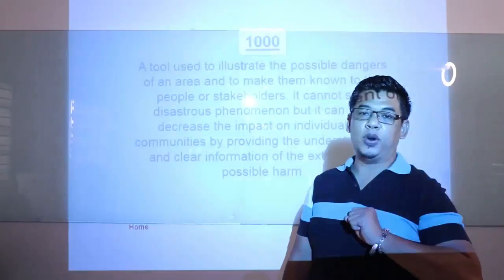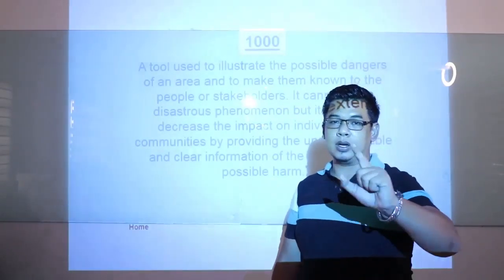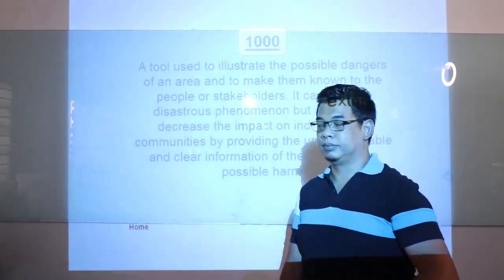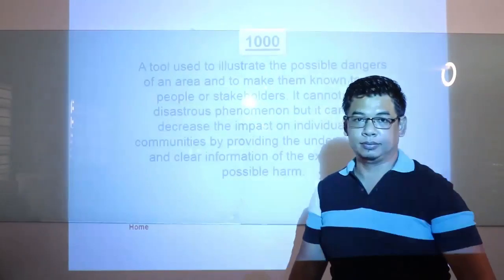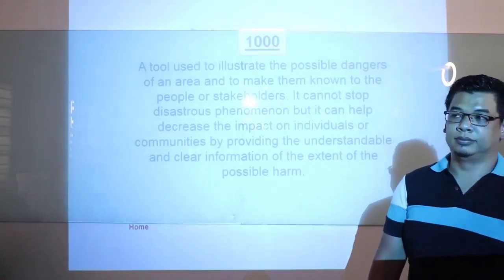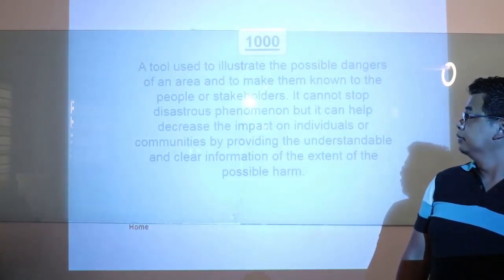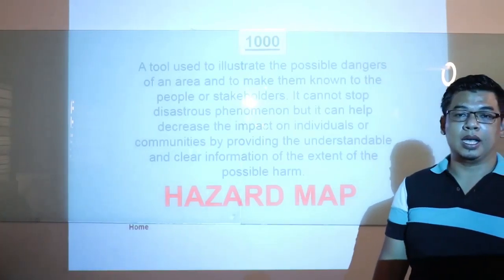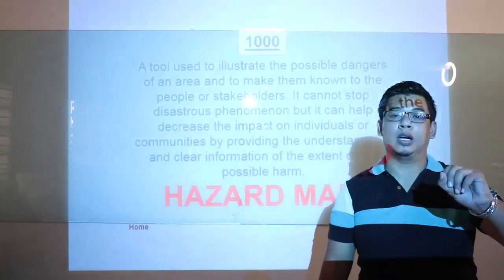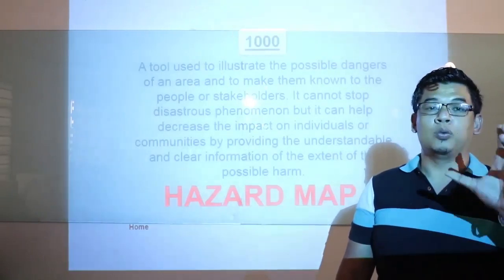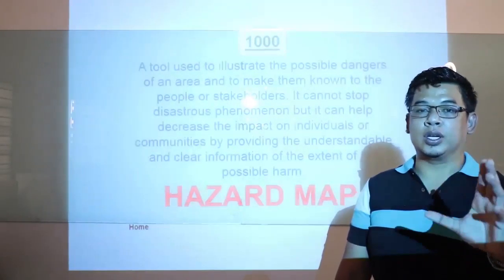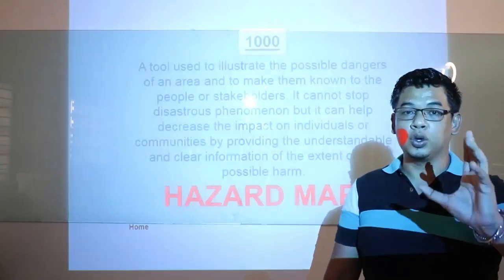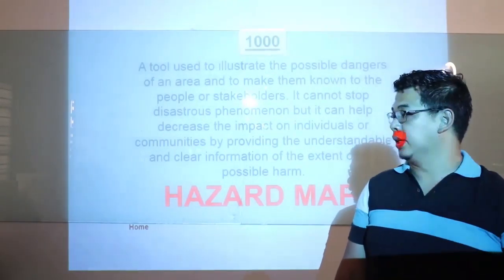Now, for 1,000 points, right? I'm going to show you this question. I'll give you 5 seconds to answer. Please read. The right answer is hazard mapping. Hazard mapping has an important part in terms of disaster, so we can know the imminent danger with regards to a particular place, right? During, before, and after disaster.